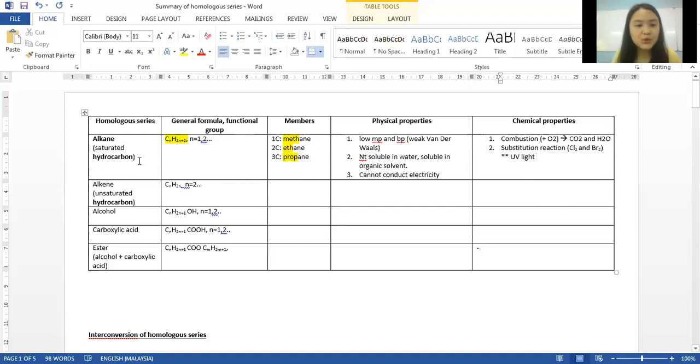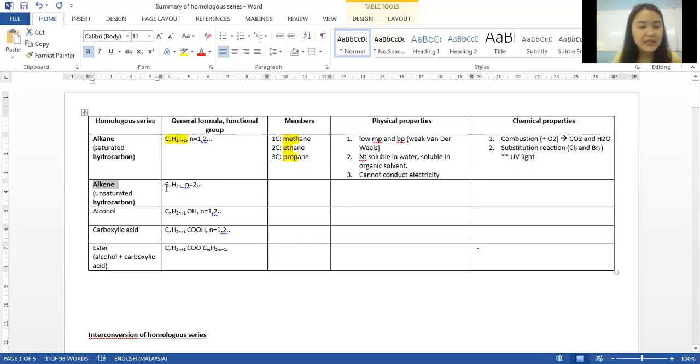Okay, so with that, we are done with a very quick summary on alkane. Now we shall move on to the next homologous series, which is alkene. Even though the name is pretty much the same as alkane, alkene, the second homologous series, has a very different general formula and very different chemical properties. So let's start by recapping the general formula.